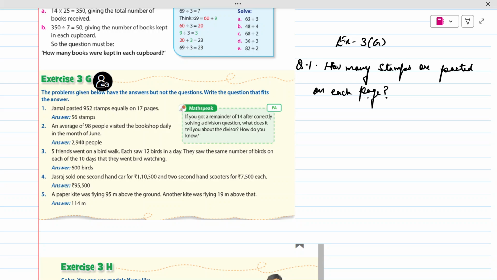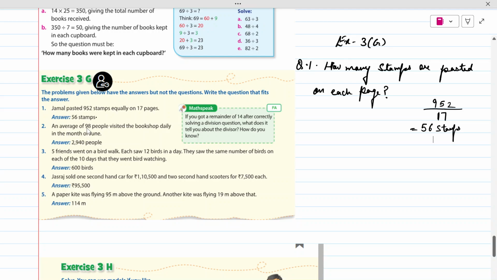And why is this the next part of the question? Because the answer is telling us how many stamps are pasted on every page. If you divide 952 total stamps by the total number of pages, you will get 56 stamps, and this is nothing but the stamps pasted on every page here. So this is how we have to do this question. We have written how many stamps are pasted on each page. This is what we have found here.